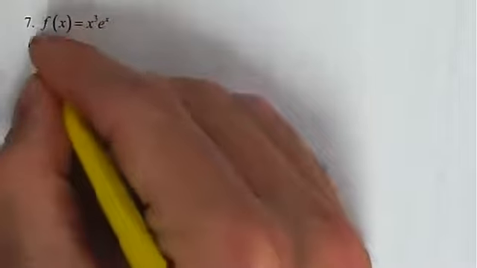Okay, x cubed e to the x. Okay, it'd be pretty similar. We're going to start with e to the x.